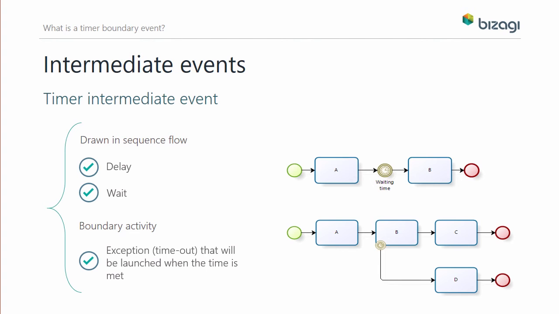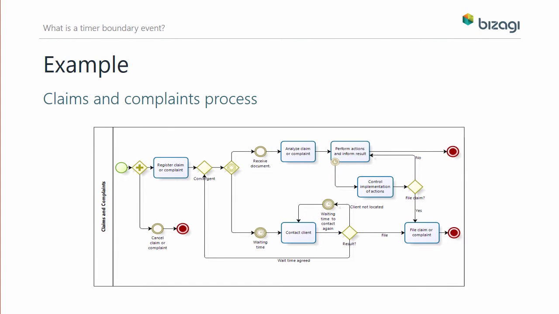In this example, if the actions have not been performed by this time, the immediate supervisor will perform a control. To model this exception, a timer attached to the boundary of the perform actions and inform result activity will be included. The exception path is the control implementation of actions activity. The normal flow is to finish this critical activity within the time and finalize the process flow.